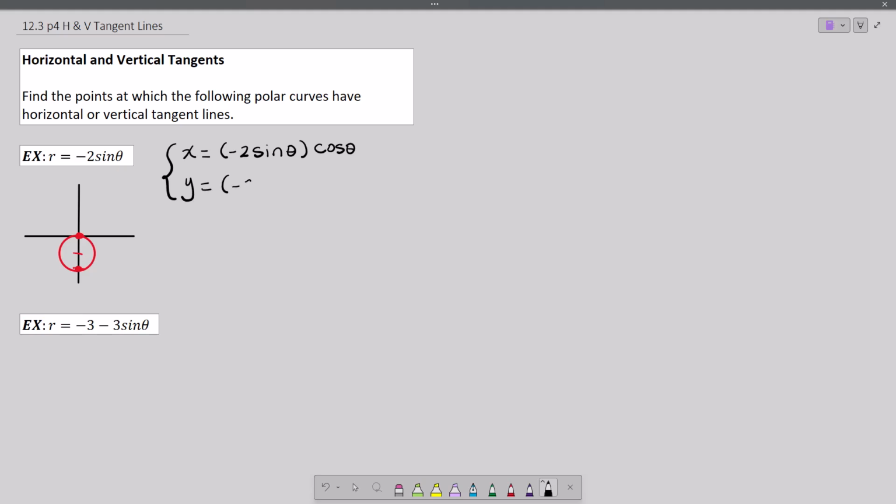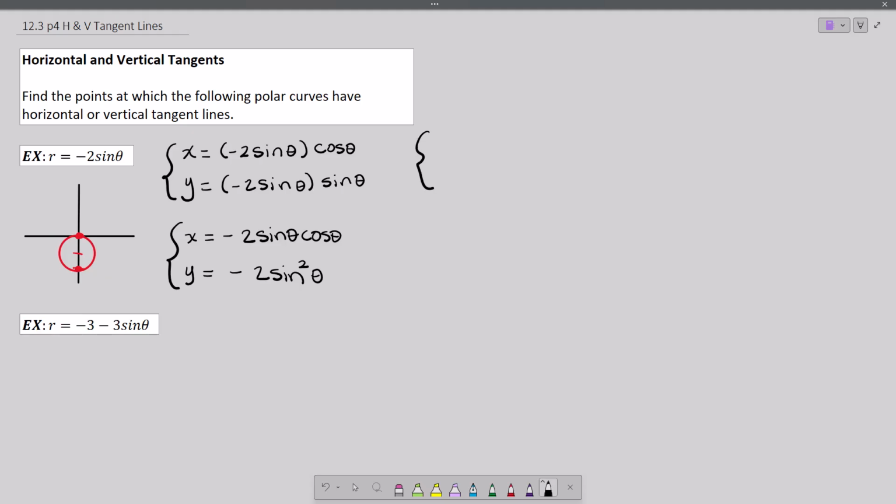Y is going to be r sine theta. So there's our parametric. I'll rewrite it simplified here. So we have negative 2 sine theta cosine theta. We could go double angle, we don't need to, so let's not do it. So there are the parametric equations for that circle. If you graph these parametric equations in Desmos, you're going to get that exact same circle. So it's the parametric representation of that circle.